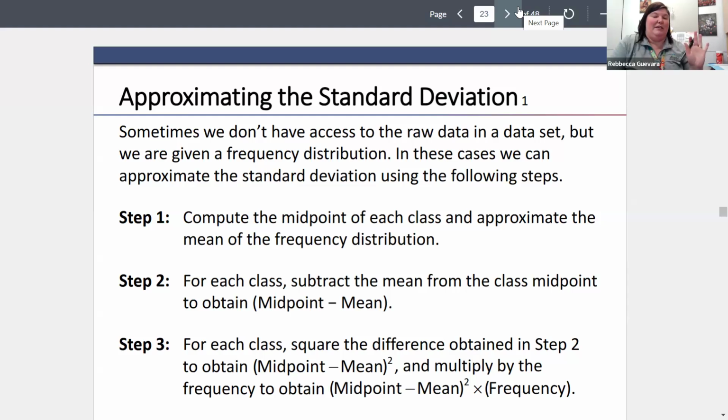So we need midpoints and the mean. Next, for each class, we subtract the mean from the midpoint to obtain the midpoint minus the mean. Then we square those, so we get those squared deviations. And then we multiply the frequency by the midpoint minus the mean squared, because the frequency is how many times that point showed up.